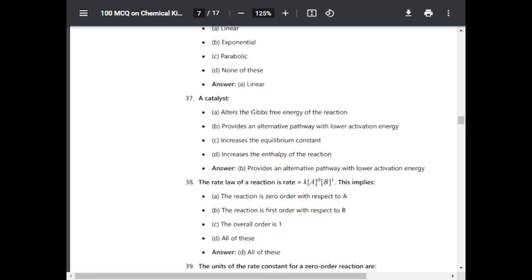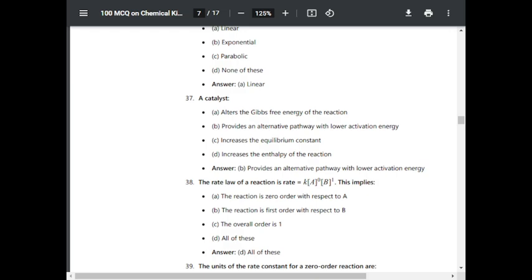Question number 37. A catalyst: option A, alters the Gibbs free energy of the reaction; B, provides an alternative pathway with lower activation energy; C, increases the equilibrium constant; D, increases the enthalpy of the reaction. The catalyst provides an alternative pathway with lower activation energy. Option B is correct.